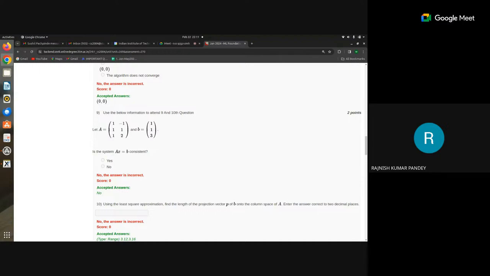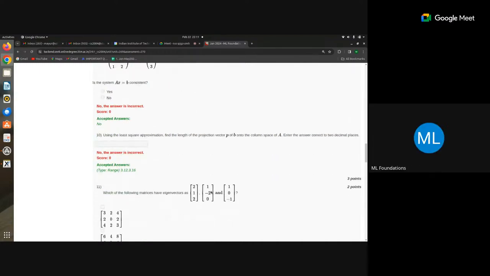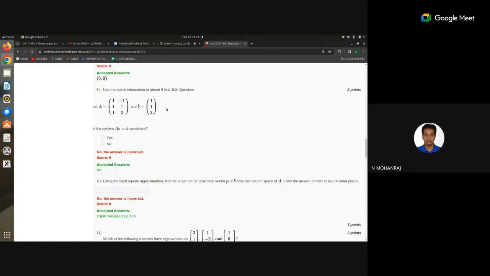Sir, can you discuss question number 10 a little bit, sir? Yes, sir. I also have it. Okay, then 10 we will do. Using the least square approximation, find the length of the projection vector P of B onto the column space of A. Okay, this is related to 9. Which one? 9th one, right? Yeah. The projection vector.